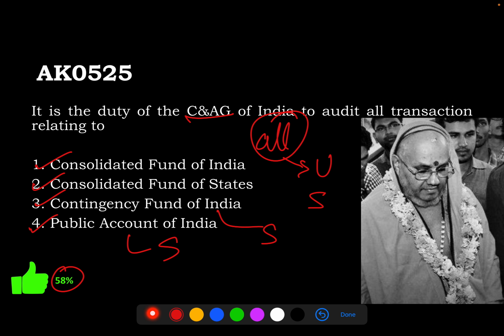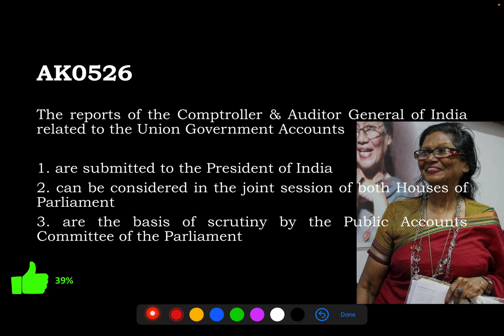I would have hoped a higher percentage of people would get it right because this was actually a straightforward question. But nevertheless, let's move on to the next question. It says, the reports of the C&AG of India related to the Union government accounts. First option says are submitted to the President of India, can be considered in the joint session, and are the basis of scrutiny by the Public Accounts Committee, the PAC.